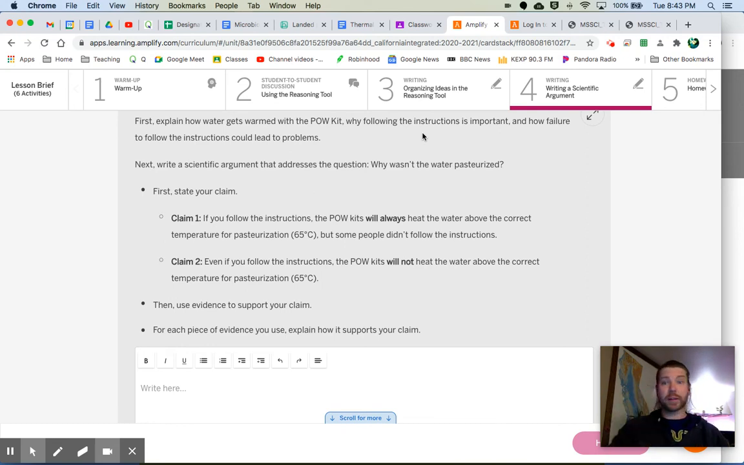What might happen if you don't follow the instructions, and how failure to follow the instructions could lead to problems. I'll just give you a hint. Failure to follow the instructions might lead to the problem of not killing all of the microorganisms that might be harmful to your microbiome. I don't know. Next, write a scientific argument that addresses the question, why wasn't the water pasteurized?